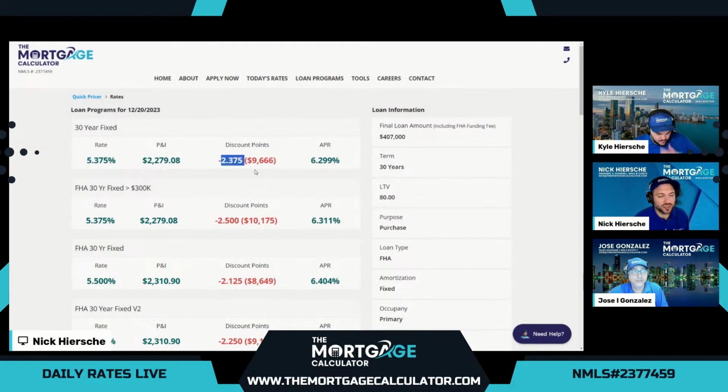5.375 rate, 2.375 discount points and cost puts the final APR at 6.299. Right there with conventional, almost identical. But for our customers that qualify for both, definitely check out both options and compare them. This APR does include the upfront and yearly mortgage insurance for FHA, which has come down a little bit this year. So definitely great for the customers that need to use the FHA.